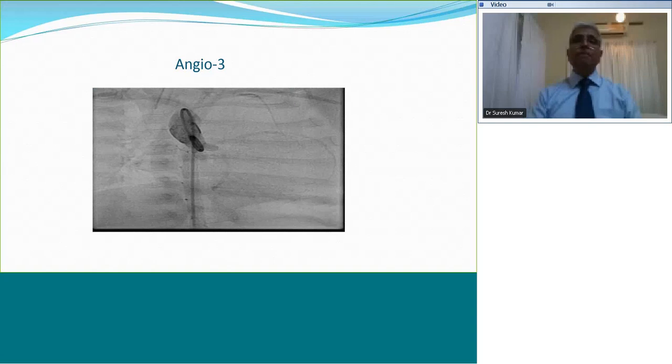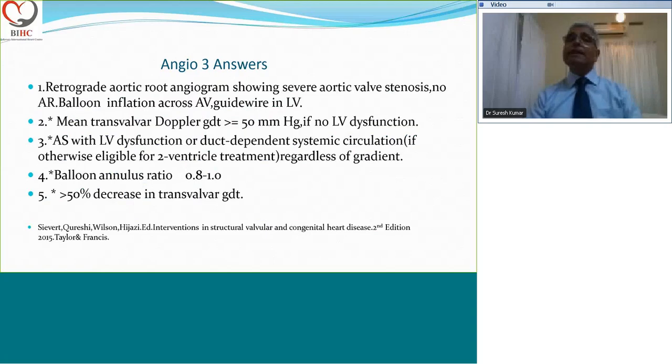And you are looking for the indication is for a mean transvalvular gradient of 50 millimeters of mercury in the absence of LV dysfunction. In presence of LV dysfunction, any gradient with LV dysfunction would be an indication for balloon valvulotomy. You do the balloon aortic valvulotomy for a mean gradient of 50, and if there is LV dysfunction, a much lower gradient would also be fine.